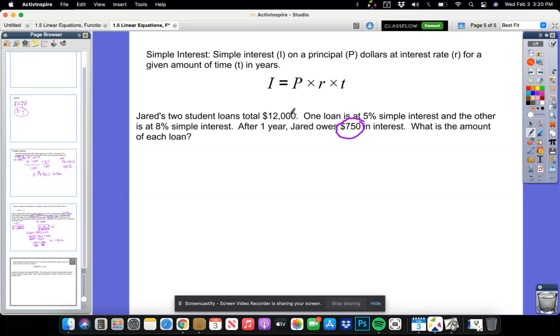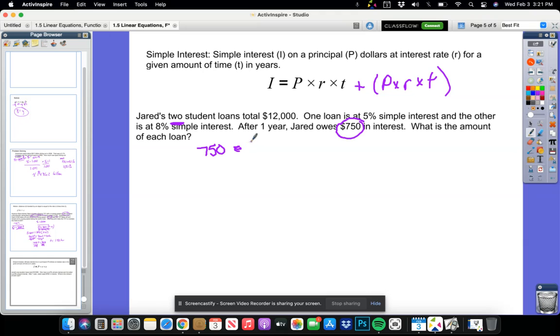But here's the thing, like we said, we have 2 different loans, so we have to make 2 equations. So we get interest equals principal times rate times time plus another principal times rate times time. We have to add another one. As we set this up, we know what our interest is, $750.